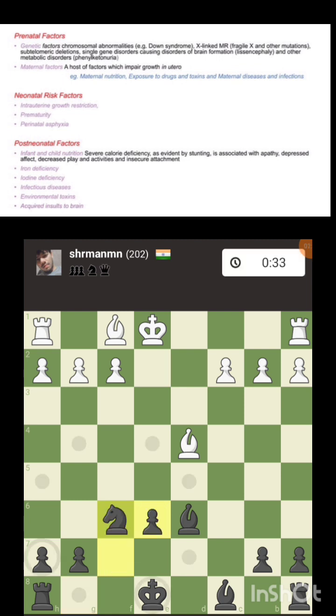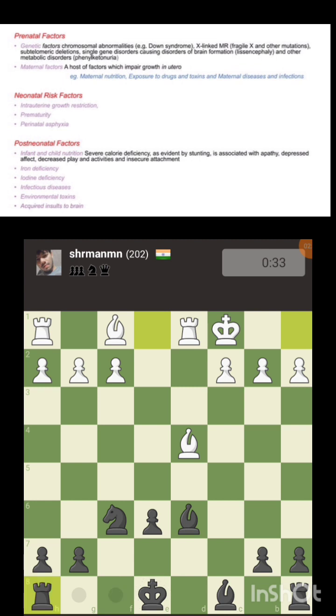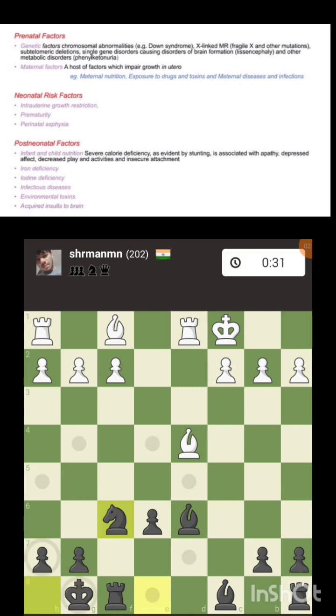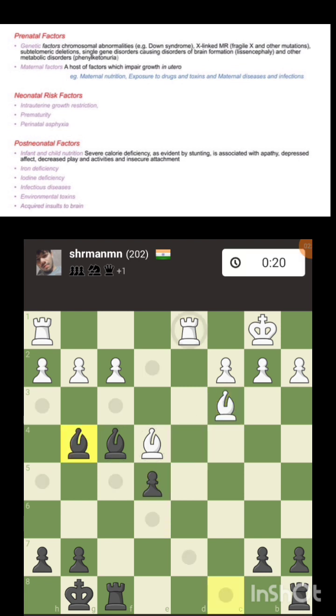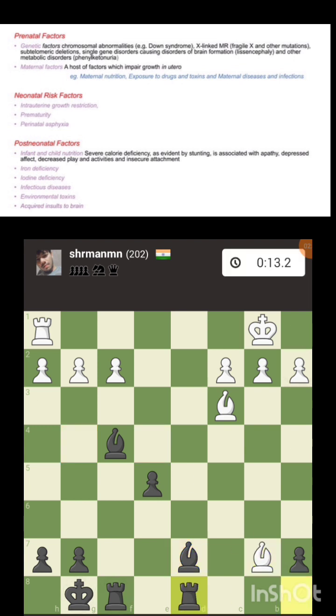So you can remember these factors as first of all PNP: prenatal, neonatal, and postnatal. In prenatal, it is GM, grandmaster, maybe. Neonatal, you have IPP: intrauterine growth restriction, prematurity, and perinatal asphyxia. There is growth restriction, therefore there is prematurity, there is perinatal asphyxia because the lungs are not developed. You can remember it like that. Postnatal, you have IIIIIEA. It's somewhat okay to remember.